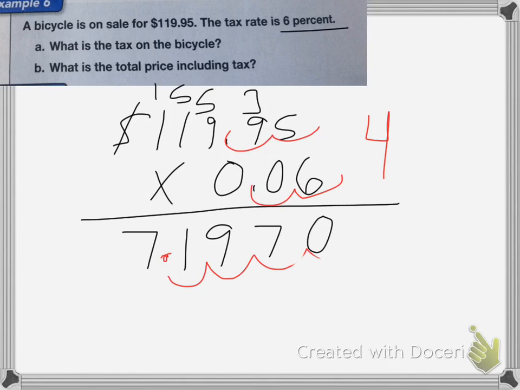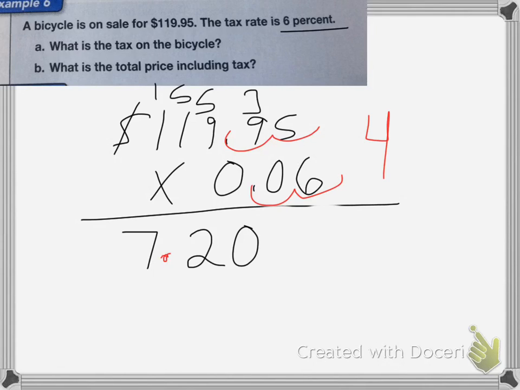Alright, so since we're dealing with money, I'm going to be rounding to the nearest hundredths place, because your hundredths place is your penny. And we don't have any money smaller than a penny. So I'm going to round the 9. I look to the 7. 7 tells me to round it up. So the 9 rounds up to a 10. So the 9 becomes a 0. And the 1 becomes a 2, because I have to round it up. So tax is $7.20. So then it asks for the total price including the tax.